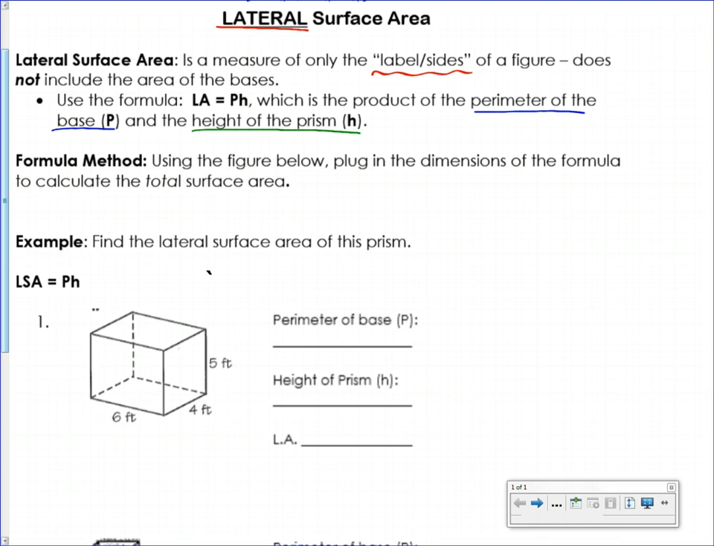So using the figures below, plug in the dimensions into the formula to calculate the lateral surface area. Typo there, this should say lateral, not total. We're going to find the lateral surface area.